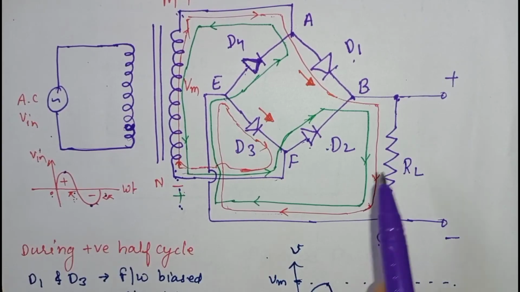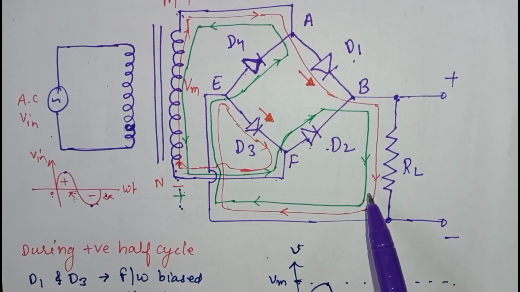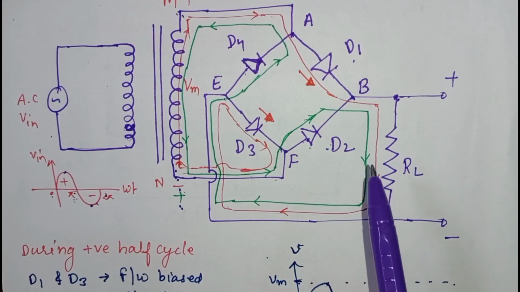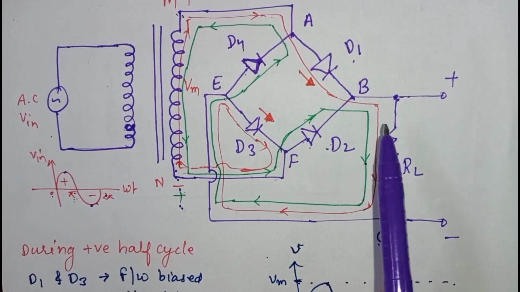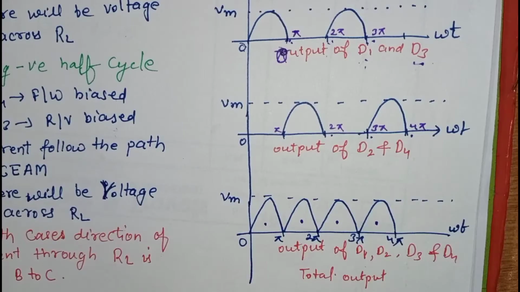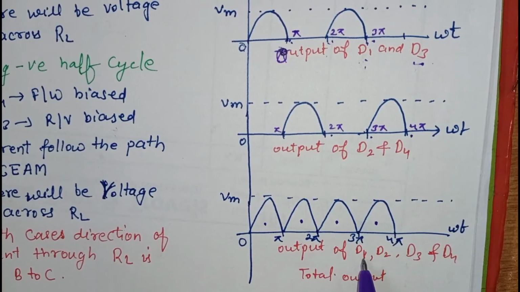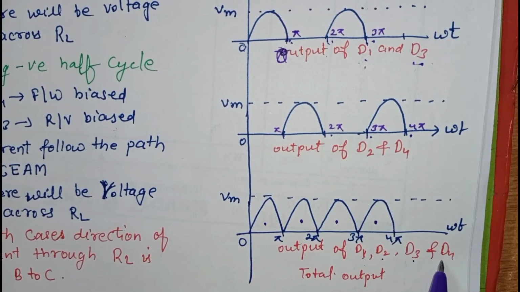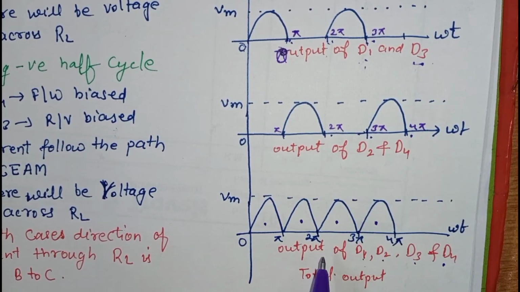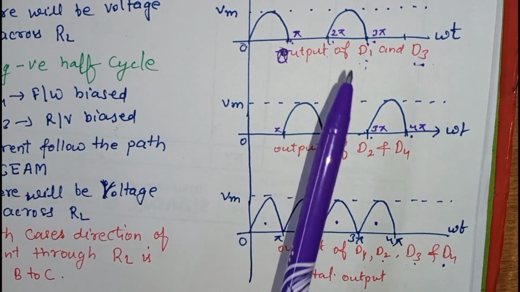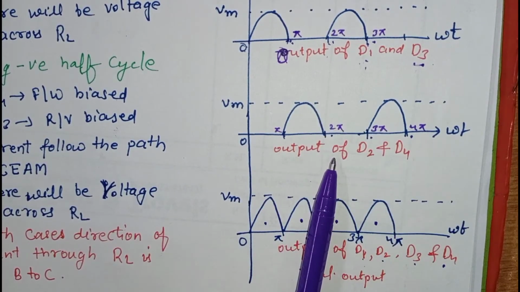We can see here that the direction of the current in both the cases, during positive half cycle and during negative half cycle, is from B to C. This is the waveform of the total output of this rectifier. This is due to D1, D2, D3 and D4. This is the sum of these two outputs during positive half cycle and during negative half cycle.